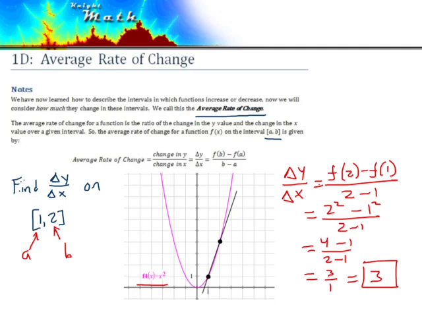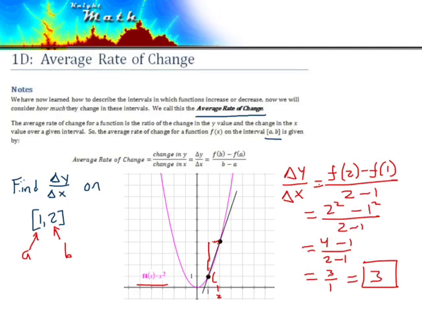Now let's think about what we just found. The y values are going up 3 and the x values are going right 1. Hopefully that sounds familiar. We're really just finding, you got it, the slope. So we're going up 3 and right 1. We're finding the slope of this line that goes through the points that are the endpoints of the interval.